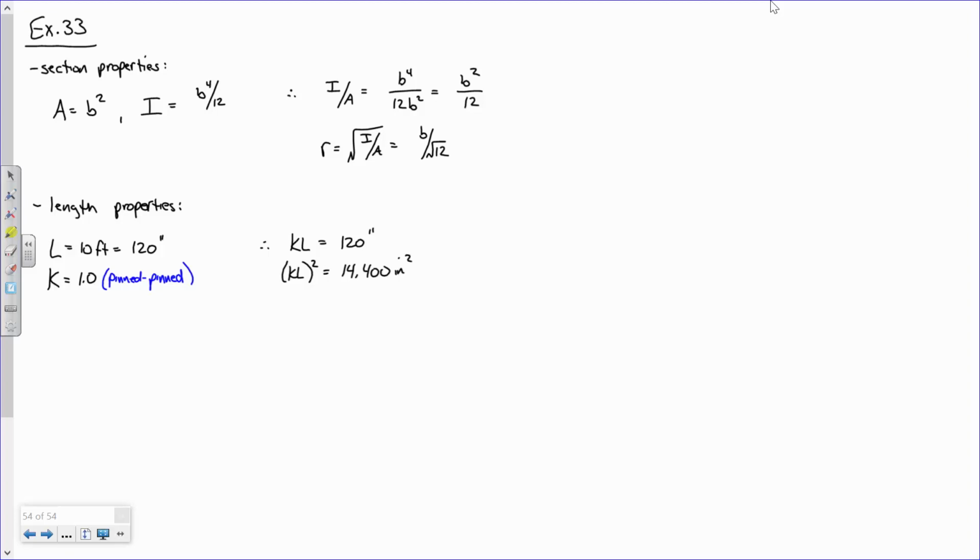So far, so good? One other thing I'm going to go ahead and determine is what's KL over R. Well, KL over R is going to be 120 inches times square root of 12 over b. Did I do that right? Just flip and multiply. So if that's the case, what's KL over R squared?